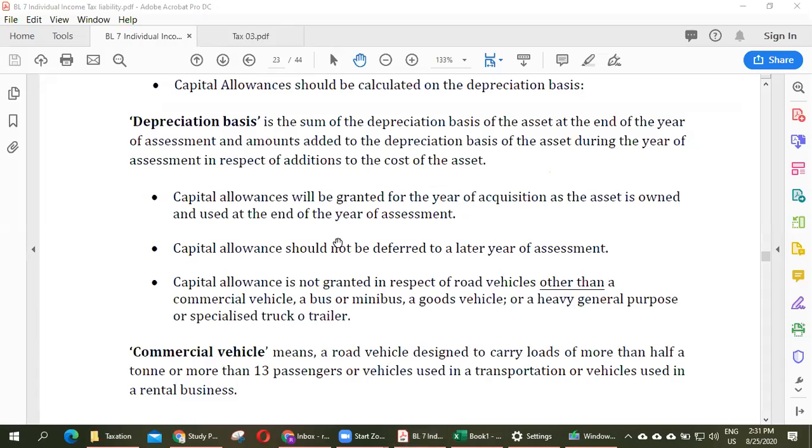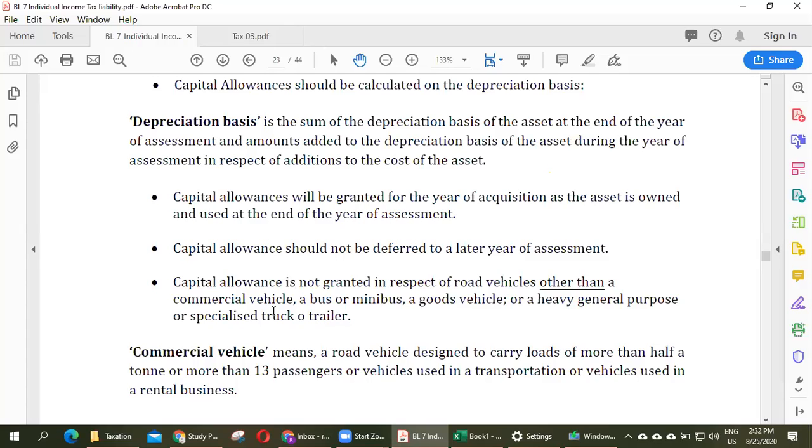Capital allowance will be granted for the year of acquisition, as the asset is owned and used at the end of the year of assessment. Second, capital allowance should not be deferred to a later year of assessment; we can't forward it to the next year. Capital allowance is not granted in respect of a road vehicle, normally a car, other than a commercial vehicle, a bus or minibus, a goods vehicle, or a heavy general purpose or specialized truck or trailer.